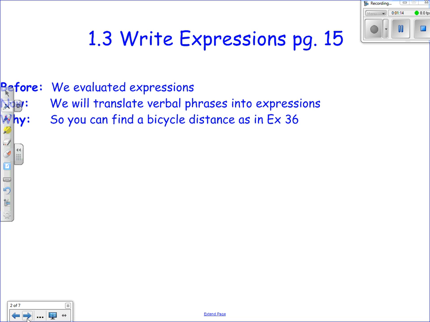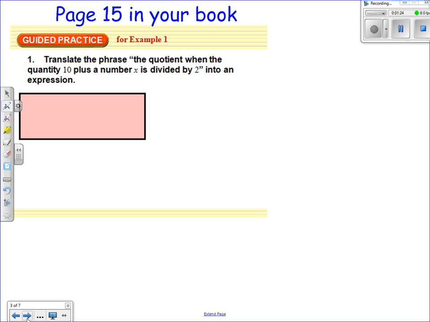So moving on, again, we are in 1.3. It starts on page 15. Our one goal for today is to translate verbal phrases into expressions. So we're going to take words and turn them into algebra. If you look on page 15, we have one example here that goes along with example 1.